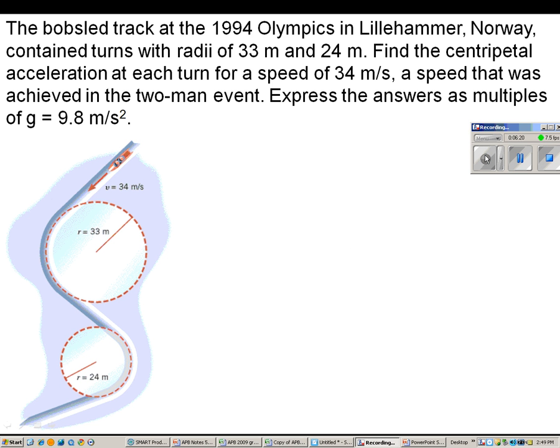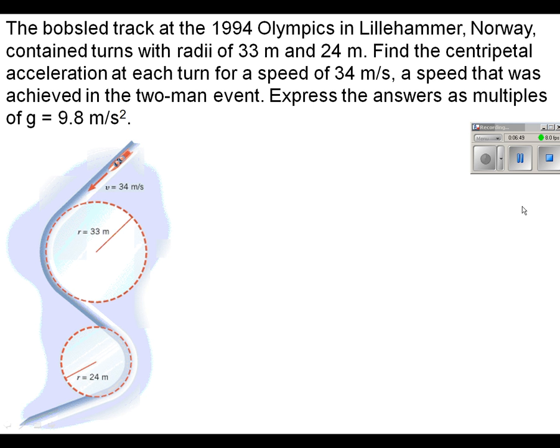Here we have just a simple, straightforward problem. It says the bobsled track at the 1994 Olympics in Lillehammer, Norway, contained turns with radii of 33 meters and 24 meters. Find the centripetal acceleration of each turn for a speed of 34 meters per second, a speed that was achieved in a two-minute event. Express the answers as multiples of g, 9.8 meters per second squared. So what we're going to do is find the answers and see how many times 9.8 will go into those answers.